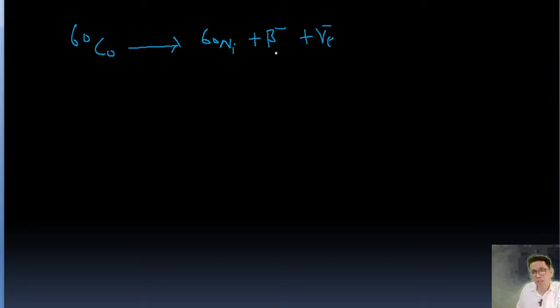So we have been given this. Okay, so we have 60 cobalt that beta decays, so it goes into a 60 nickel state, and that beta minus gets released, right? It is a beta decay plus antineutrino. So this is the reaction, guys. 60 cobalt beta decays, and because of that we get 60 nickel, beta negative and antineutrino. Okay, so this is the reaction.